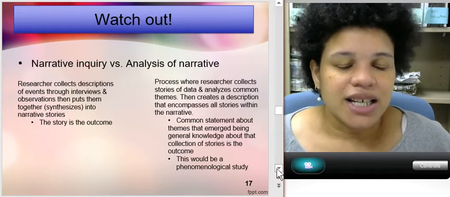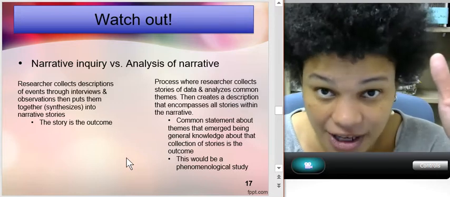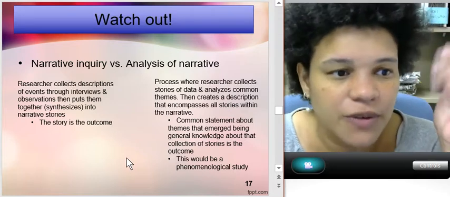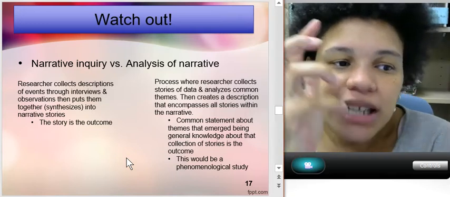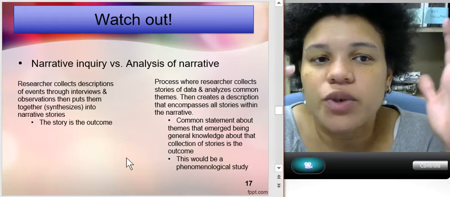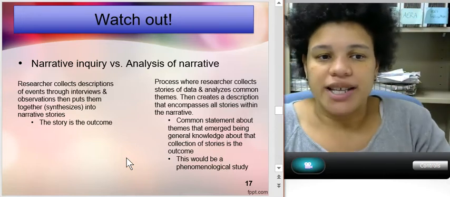Slide 17. Now watch out. There's narrative inquiry, which is this kind of life history idea that we've been talking about, right? Where we're collecting descriptions of events through interviews and observation, and then synthesizing them into a story. The story is the outcome.